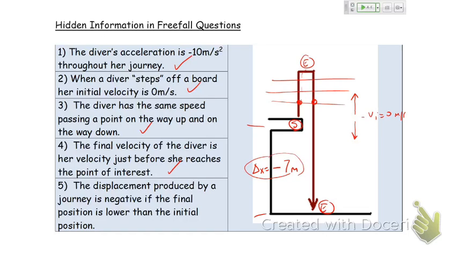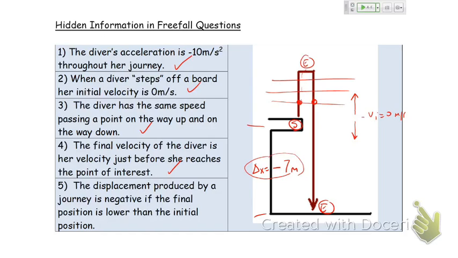I could ask how long it is before you reach the maximum height. I could ask how high above the board the maximum height is. I could ask what the final velocity is when she's at the maximum height. That's a conceptual question. It's 0. I could ask what the acceleration is at the maximum height. That's conceptual. It's minus 10.